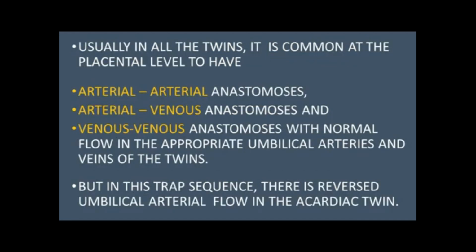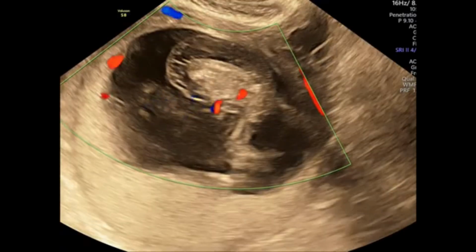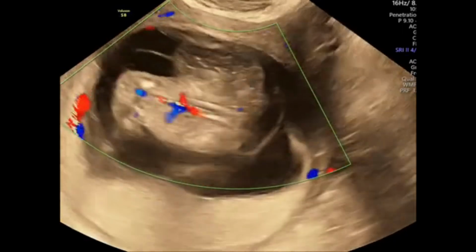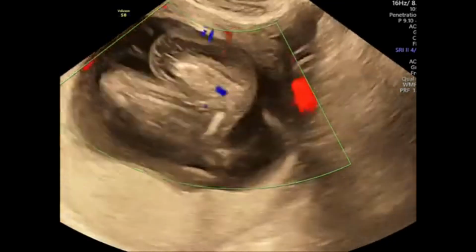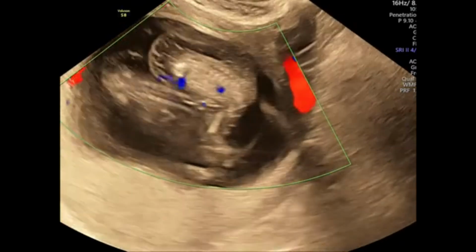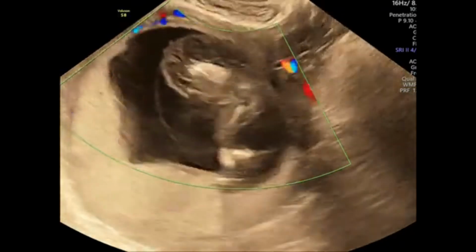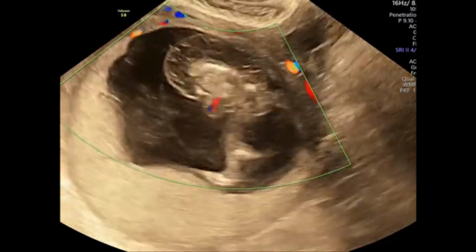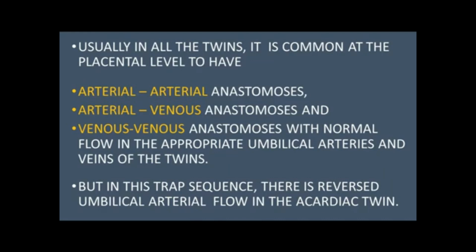Usually in all twins it is common at the placenta level to have arterial to arterial anastomosis, arterial to venous anastomosis and venous to venous anastomosis, with normal flow in the appropriate umbilical arteries and veins of the twins. But in this TRAP sequence, there is reversed umbilical arterial flow in the acardiac twin.